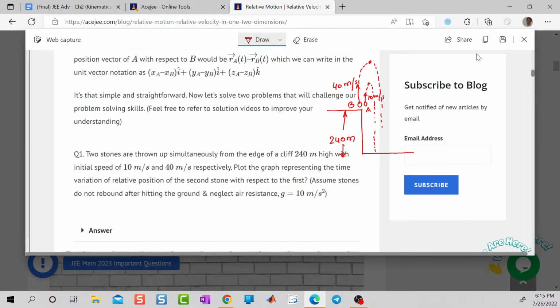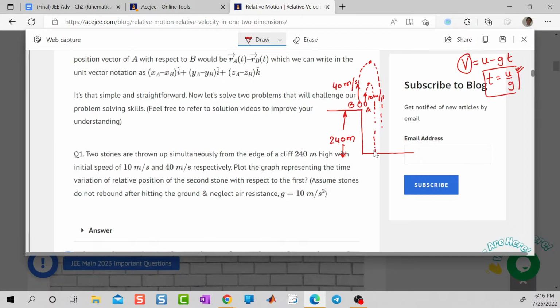How much time does it take to reach the highest point? Well, we can use V equals U minus GT. At the highest point, V is 0, so time is U by G. Right? So more the U, more the time it will take to reach the highest point. After that, it becomes a free fall from that point. And it's pretty obvious that A will reach the ground first.